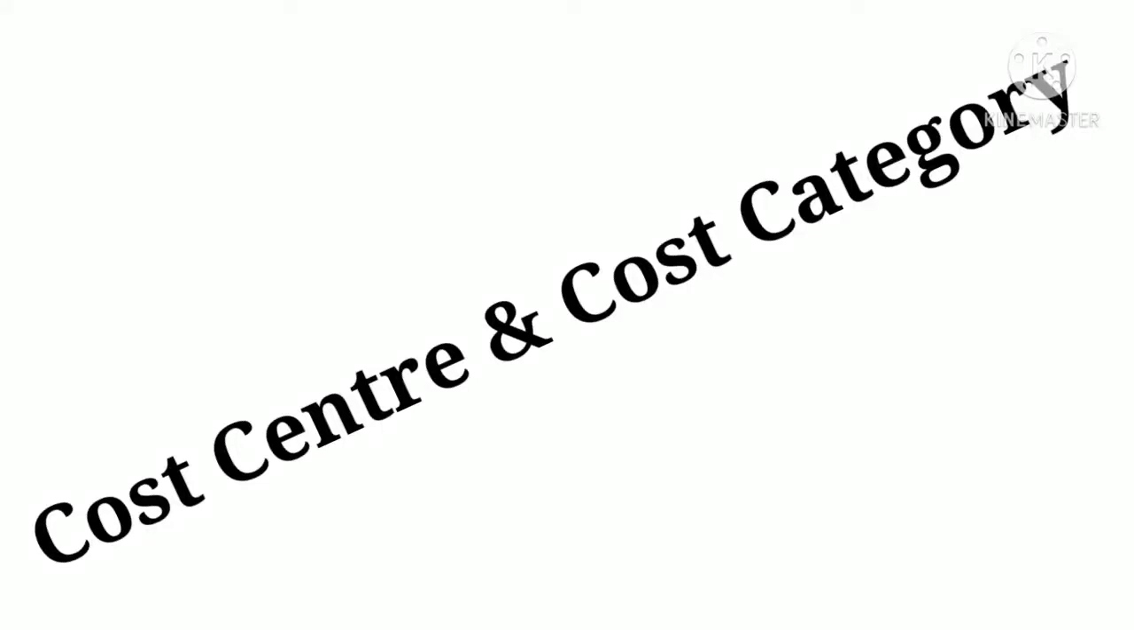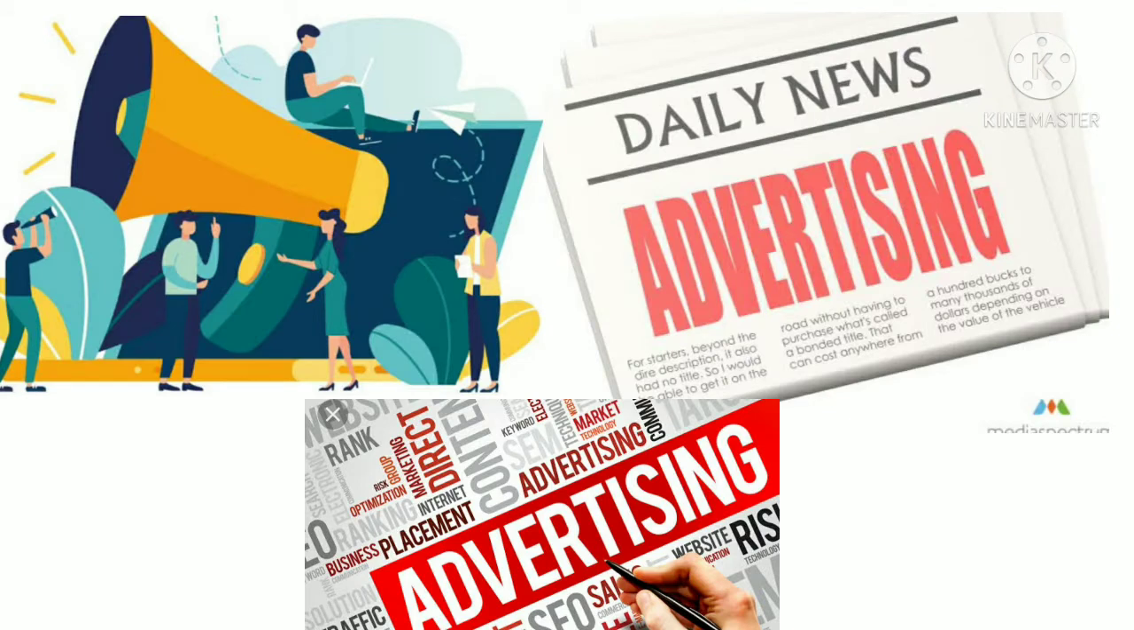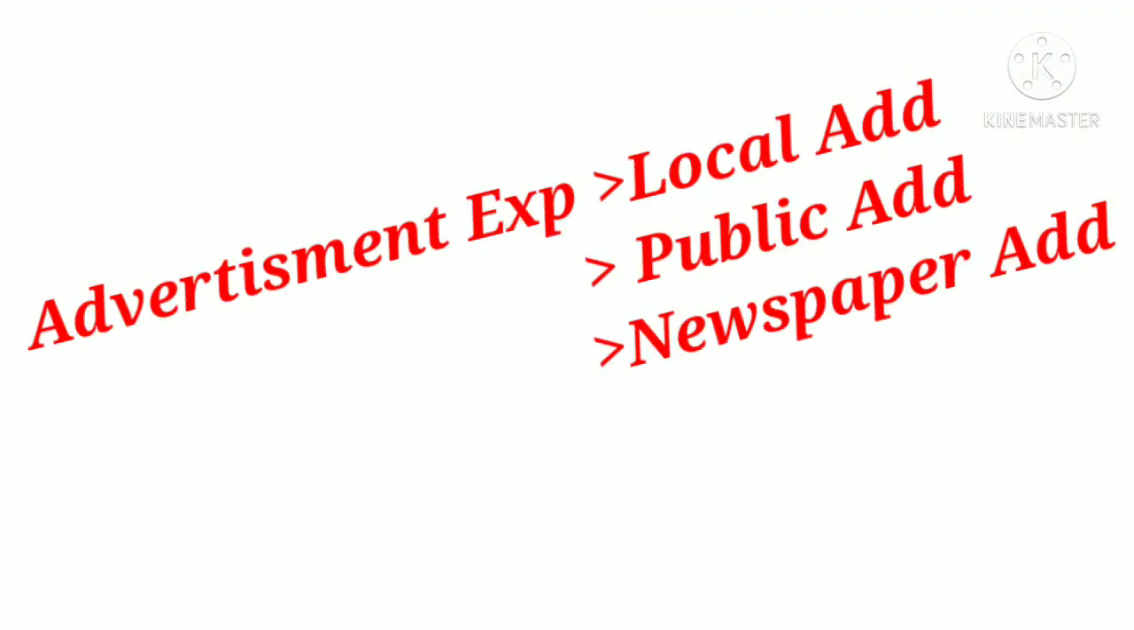Today we will do cost centers and cost category. To understand it, let us take one example. Advertisement expense. Under this, many categories come, like local advertisement, public advertisement, newspaper advertisement. So it is a cost category. Advertisement expense is a cost center and all these are cost categories.